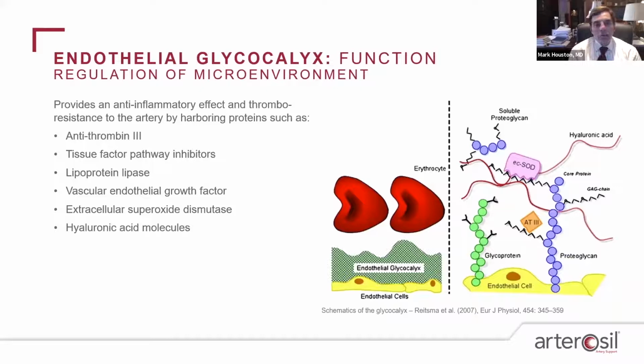The main function of the glycocalyx is to regulate the microenvironment. So all the 3 finite responses that we'll keep referring back to, which are inflammation, oxidative stress, and vascular immune dysfunction relate to many of the things shown here, like antithrombin 3, tissue factor pathways, lipoprotein lipase, vascular endothelial growth factor, superoxide dismutase, and then finally hyaluronic acid molecules. And you can see there's a lot of long chains that will dangle out into the luminal area, but they're attached very heavily right here to the endothelial cell.